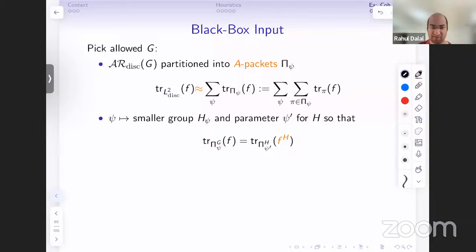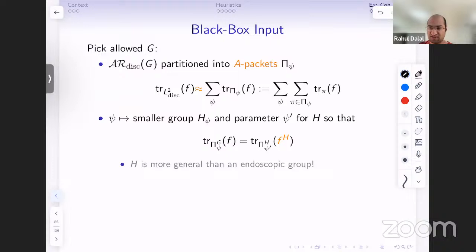So for every Arthur parameter psi, we get a smaller group H sub psi and a parameter psi prime on H, so that we can think about this transfer operator. There's some conjectural transfer that the trace against the packet on G corresponding to psi of F is going to be the trace against the packet on H of psi prime of the transfer.